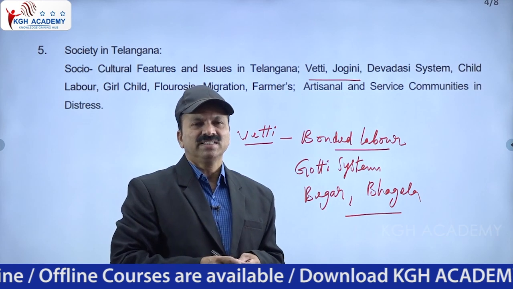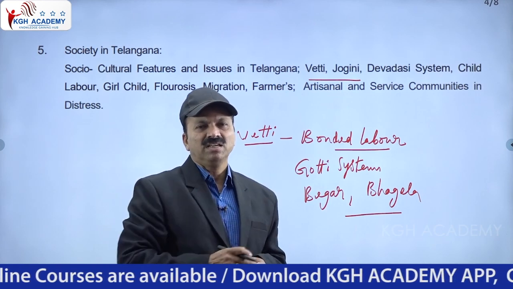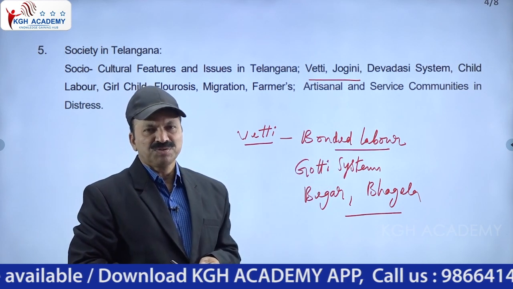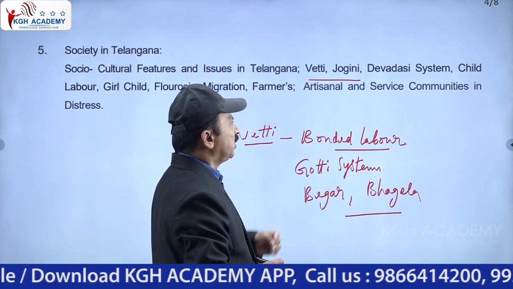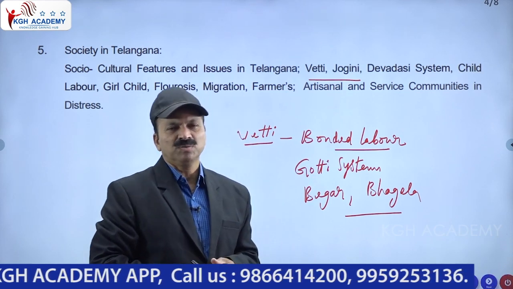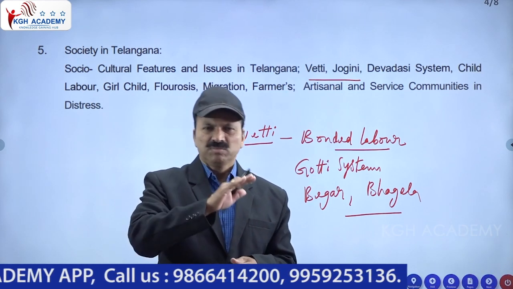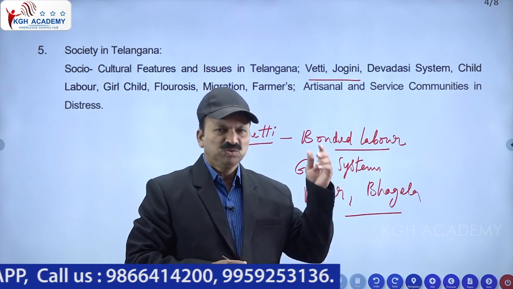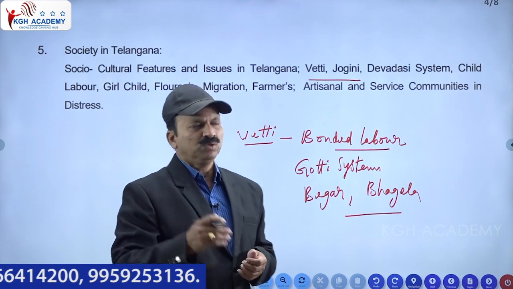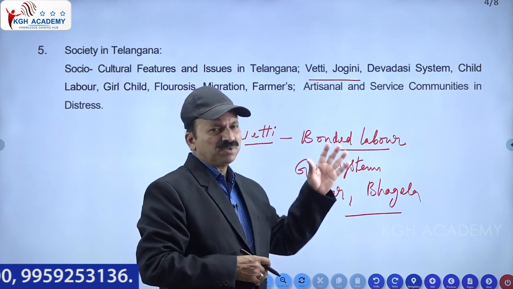Programs are conducted, and whoever provides money will have command over that girl. It also led to prostitution. So Jogini, Devadasi: a girl child is given to a temple. In Tamil Nadu it existed previously, but Devadasi is avoided. Jogini is also avoided to some extent, but here and there we are still seeing Joginis. Vetti is completely abolished.